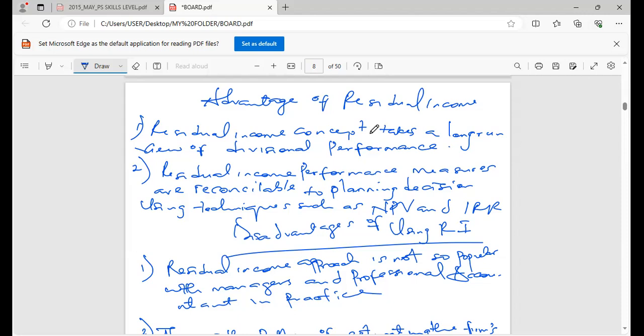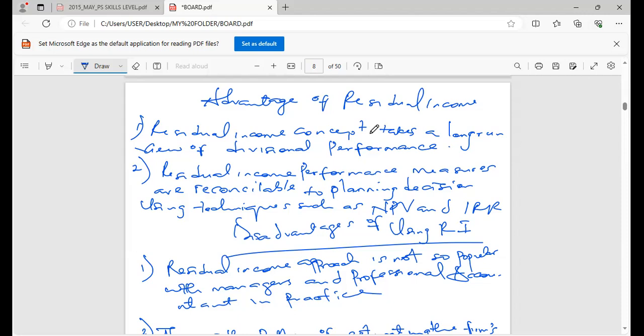So for you to be able to ascertain residual income, it takes a long run view of divisional performance. That is, it may take a while compared to ROC, whereby you can just do it within a short time. Though it's an advantage for residual income, in the sense that you are able to see your performance in the long run.